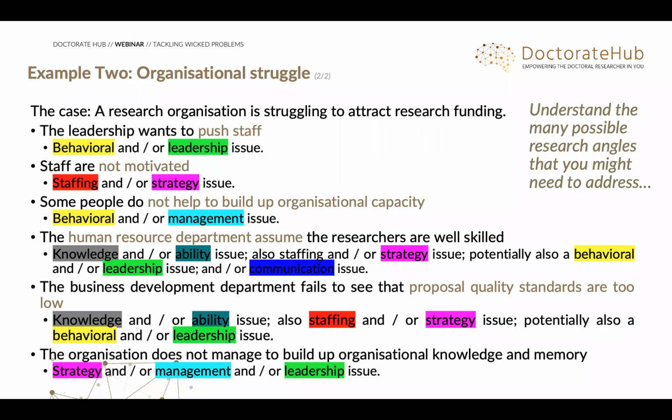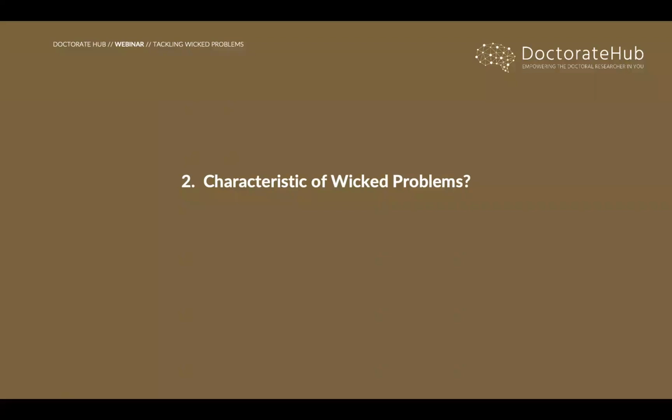Now, for the case of the human resource department, there are quite some angles you could be looking at: knowledge, ability issues, strategy and staffing issues, behavioral leadership issues, or communication. And likewise, for the business development, there is a whole set of things you could be looking at. So this single situation is very, very difficult to research from only one of the angles. So you need to have a clear understanding of what the angles are, which of the angles are of relevance to what, and which are the stakeholders that relate to each angle. Are there any questions to that point?